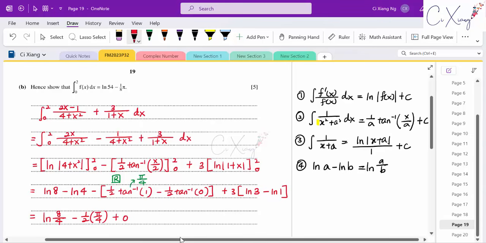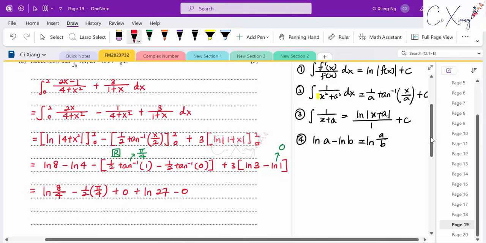Then for the last term, 3 ln 3, I will have ln 3 power 3, which is ln 27. I bring the 3 over to become the power. So 3 power 3 is 27, and I have ln 27, then minus 3 ln 1. ln 1 is basically 0. So I have minus 0 at the last value here.